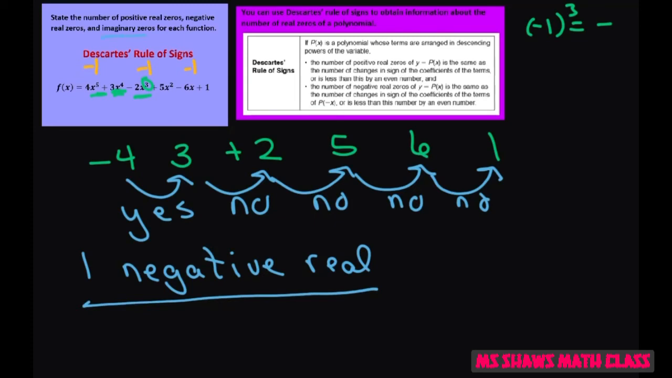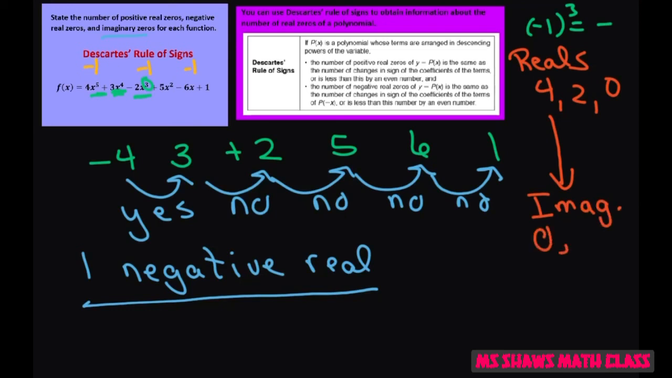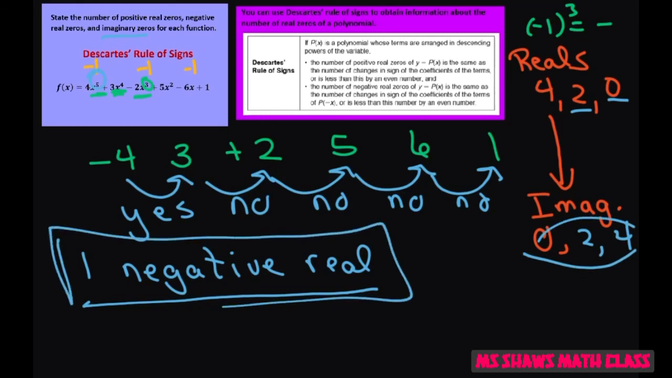And now let's look at the imaginary. Remember with our positives, we had 4, 2, or 0. So if we have 4 reals, then we have 0 imaginaries. So these are the reals. Now let's write imaginaries. If you have 4 reals, you have 0 imaginaries. If you had 2 reals, you're going to have 2 imaginaries. And if you have 0 reals, you would have 4 imaginaries. So that's how you count that. Remember, this was the degree of 5, and this one negative real still holds.